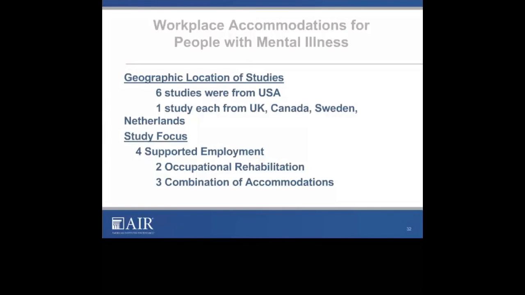But somewhere down the line we've lost the count on a study. So I'll chalk it up to my inability to identify the mathematical skills in this as opposed to the author, but nonetheless. The focus had 4 studies that had supported employment, and 2 in occupational rehab, 3 in combinations of accommodations. So how did they summarize the data?